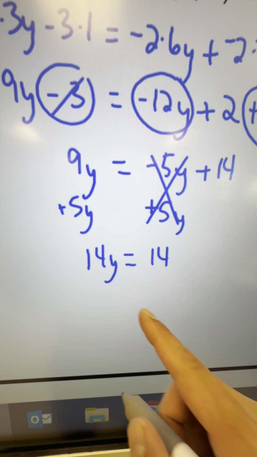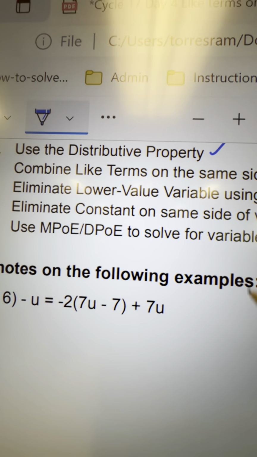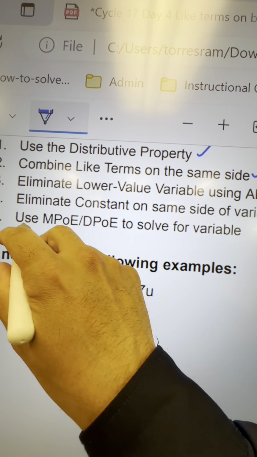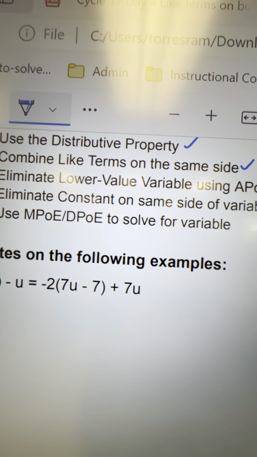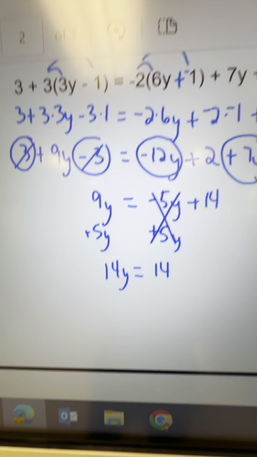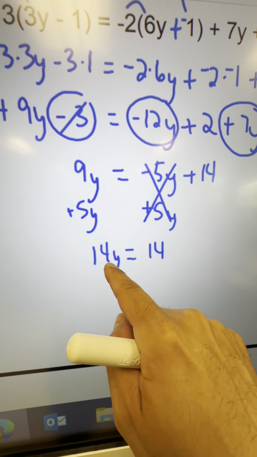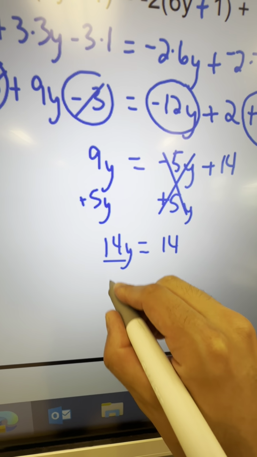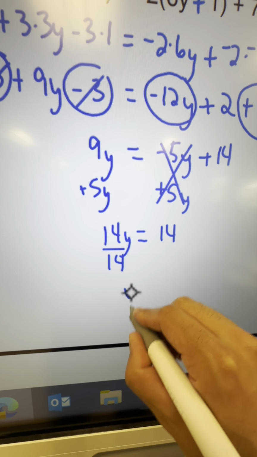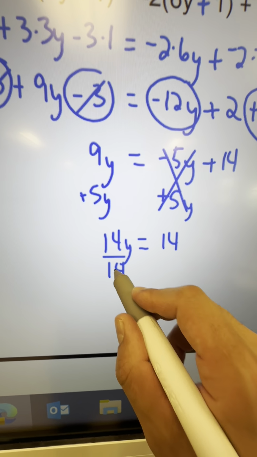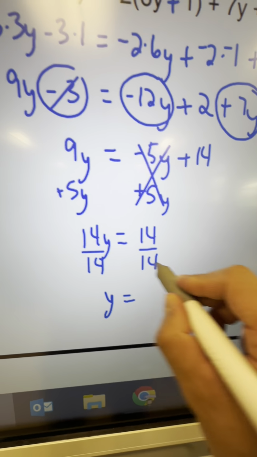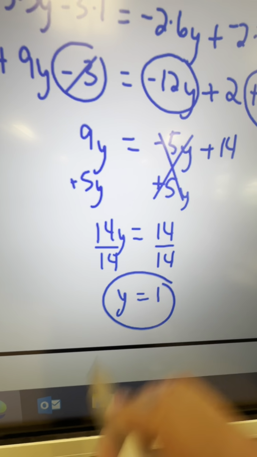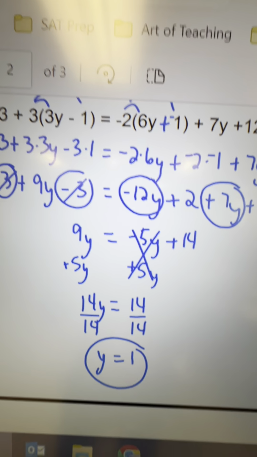And then the last step, you can see here, is to use the multiplication or division property to solve for the variable. All right, so we're down to the last step, which is just to, in this case, divide by 14, because when I divide it by 14, I get 1y. And if I divide this by 14, I'll do the same on the other side to balance the equation. And my answer here is positive 1. So y equals 1 is the solution to that equation.